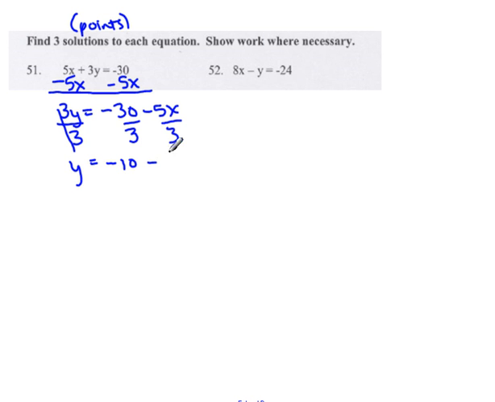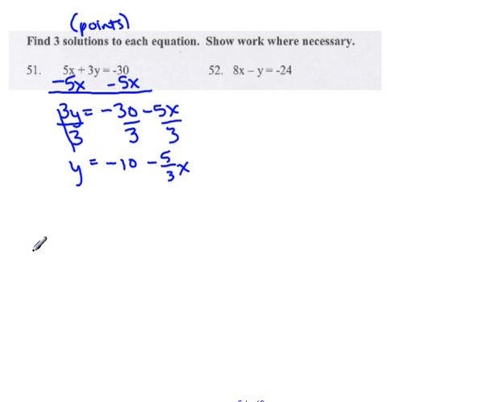If it doesn't, leave it in fraction form. There's your equation solved for y, ready to now find 3 points. If you have a graphing calculator, you can now plug this in y equals, and then go to the table. That would be second graph. And then you would find any 3 points on the line.